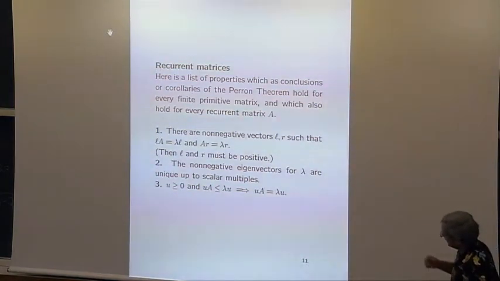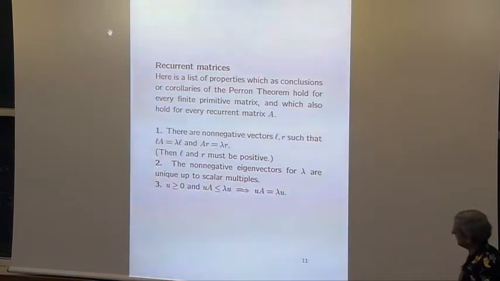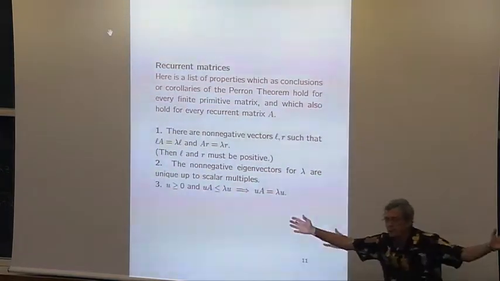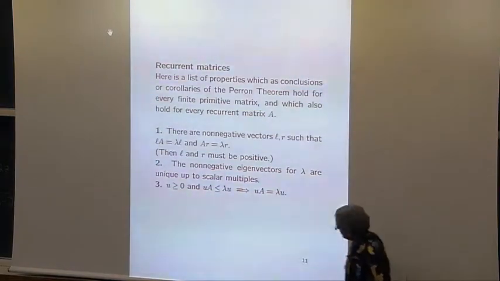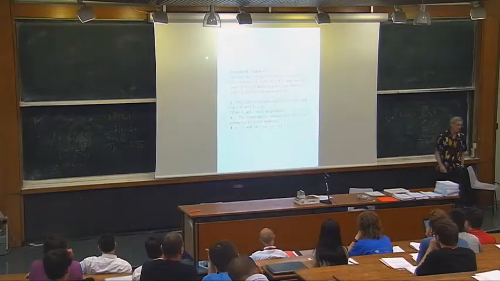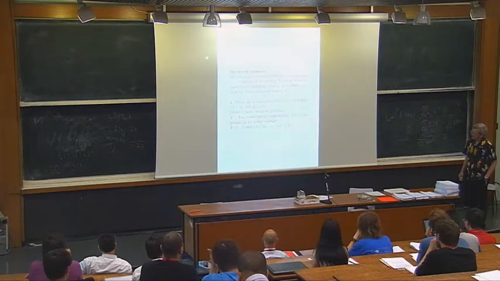Number 2, the non-negative eigenvectors for lambda are unique up to scalar multiples. And here's an important one. If u is a non-negative vector, of course here a vector is an infinite vector, and uA is less than or equal to lambda u, that implies that uA is actually equal to lambda u. That's one of the features of the finite case.